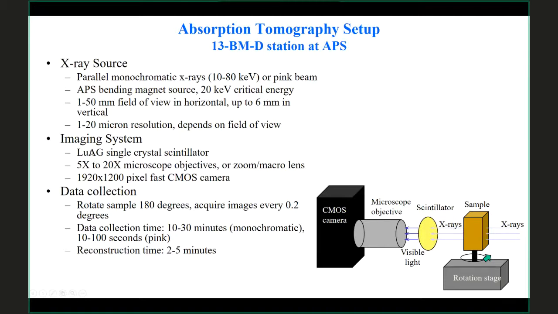This scintillator is a lutetium aluminum garnet. And then we can put in different lenses or a zoom macro lens. And right now we're using a fast CMOS camera that's 1920 by 1200 pixels. And then to collect the data, you basically just rotate the sample 180 degrees and acquire images every fixed angle, let's say 0.2 degrees. Today, we're actually gonna do 0.1 degree. And the data collection time in monochromatic mode is typically 10 to 30 minutes to measure one sample. But in the pink beam mode we're using today, it's typically 10 to 100 seconds. It's much faster. And then once we have that data, it's 2 to 5 minutes to reconstruct it.